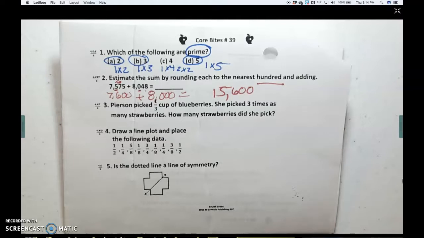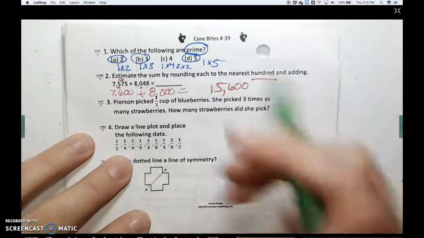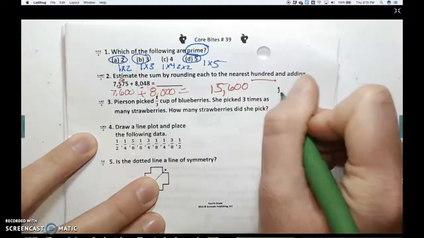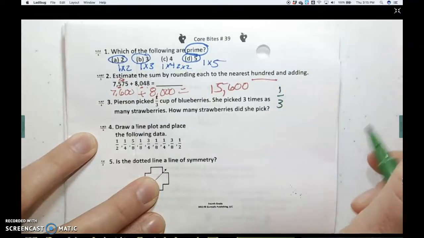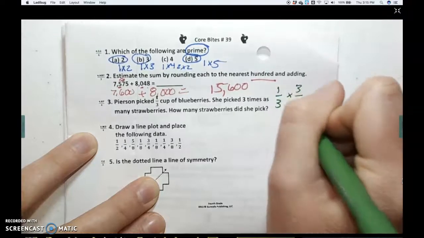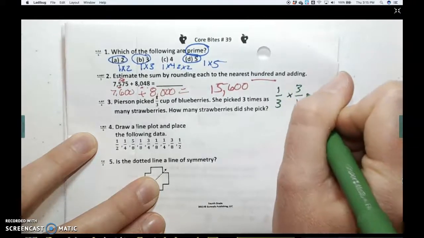For number 3, Pearson picked up 1/3 cup of blueberries. She picked 3 times as many strawberries. About how many strawberries did she pick? Okay. So she did 1/3 blueberries, but then she picked 3 times as many strawberries. So you would multiply that times 3 because that's a whole number. And then you would look for your answer.